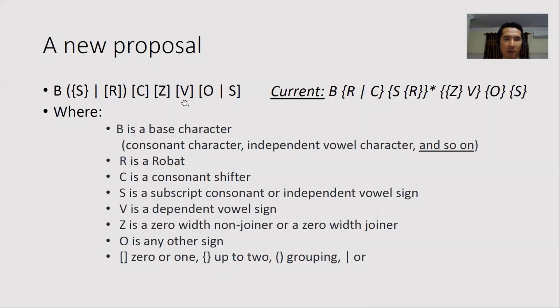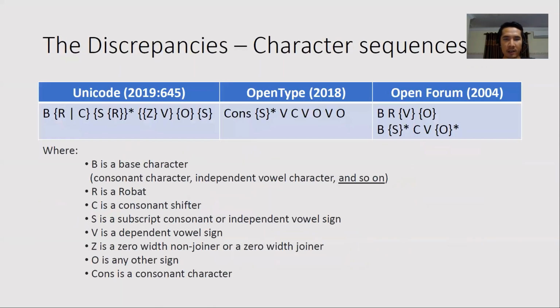So this kind of ordering is very much simpler, and it would reduce the issues that have already been mentioned. It would also reduce the discrepancies if OpenType and the Unicode standard would consider it. Let me bring you back to the order that OpenType has. OpenType has the consonant shifter correct, partly, because it's after the subscript. And Open Forum also has the consonant shifter after the subscript. So if we just go by the majority voice, it means that putting the consonant shifter after the subscript is more acceptable than having it in between the base and the subscript.